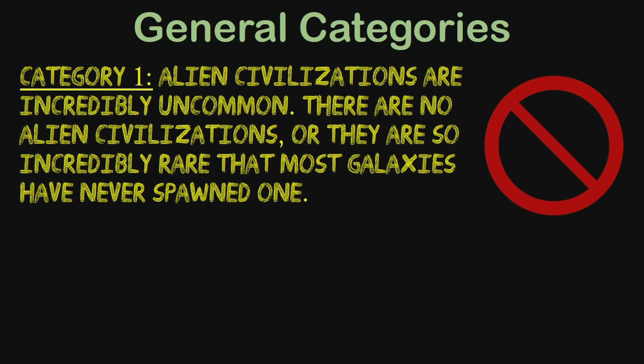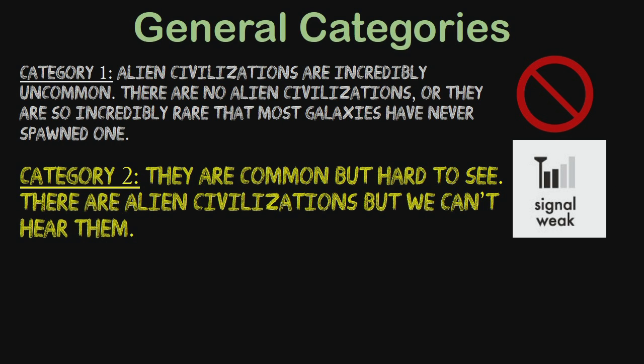Category 1. Alien civilizations are incredibly uncommon. There are no alien civilizations, or they are so incredibly rare that most galaxies have never spawned even one. Category 2. They are common, but hard to see. They are alien civilizations, but we cannot hear them.